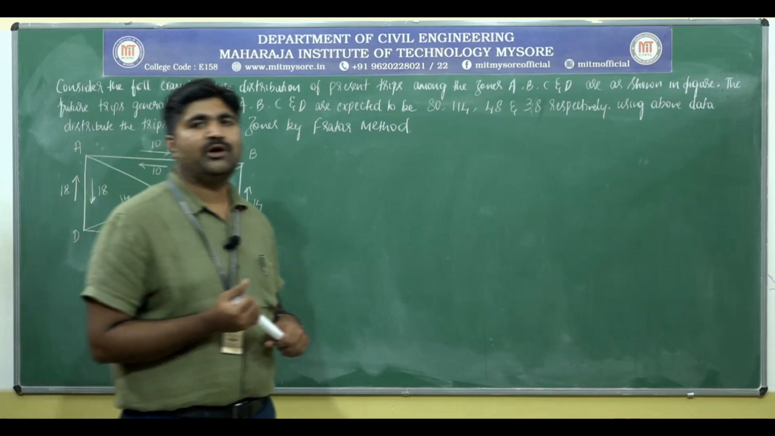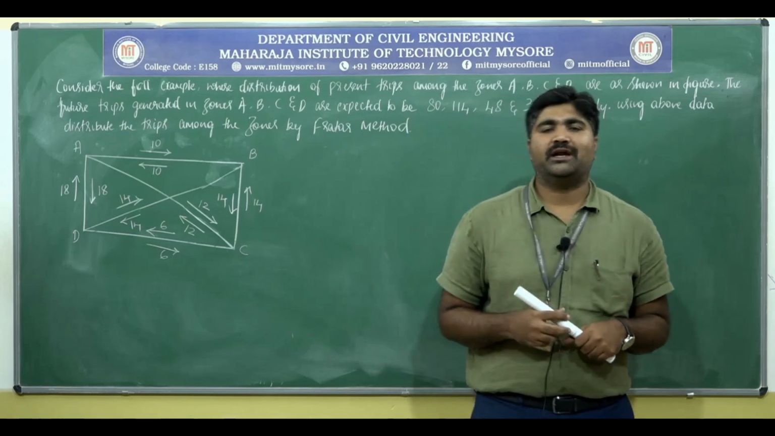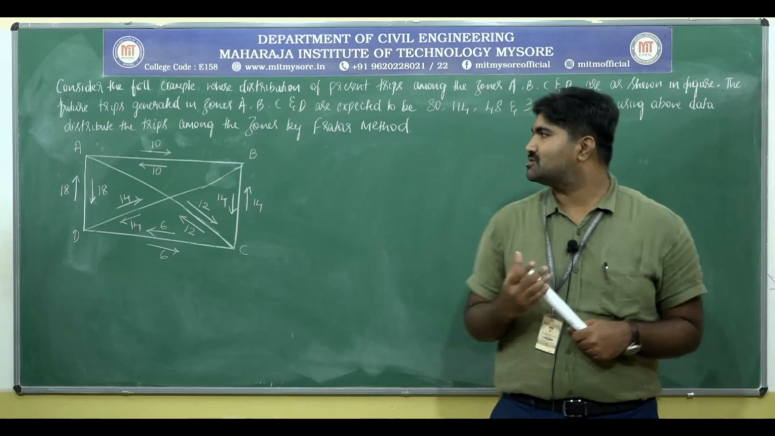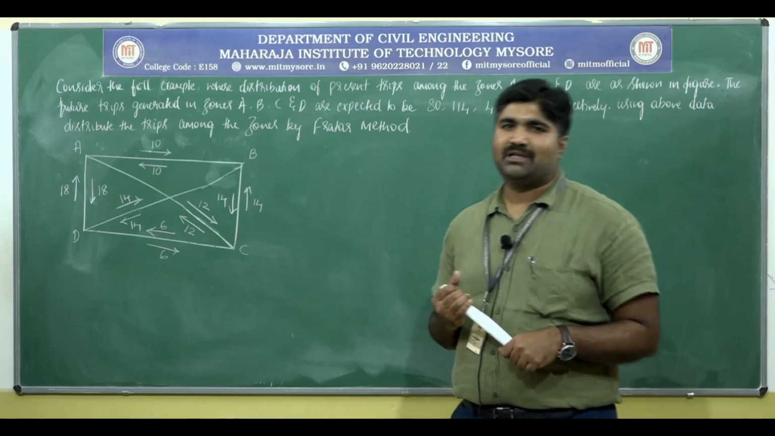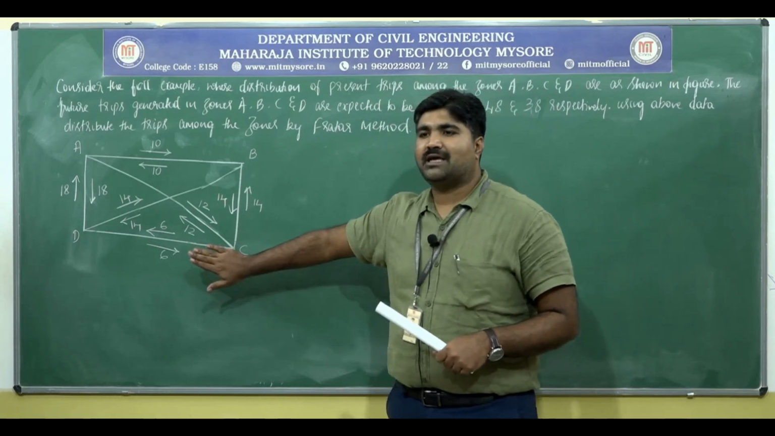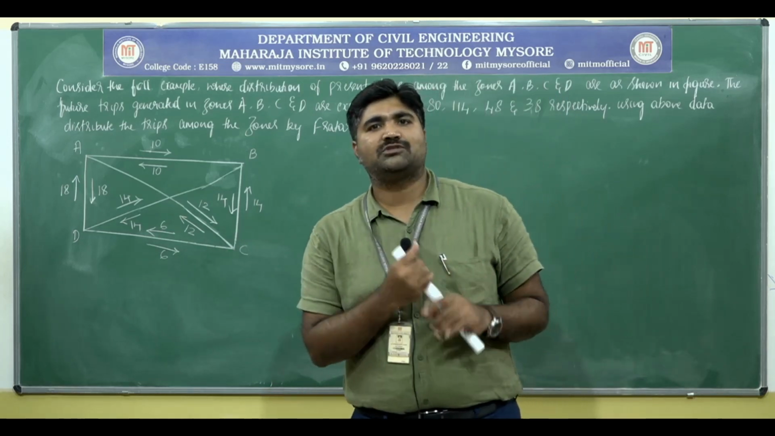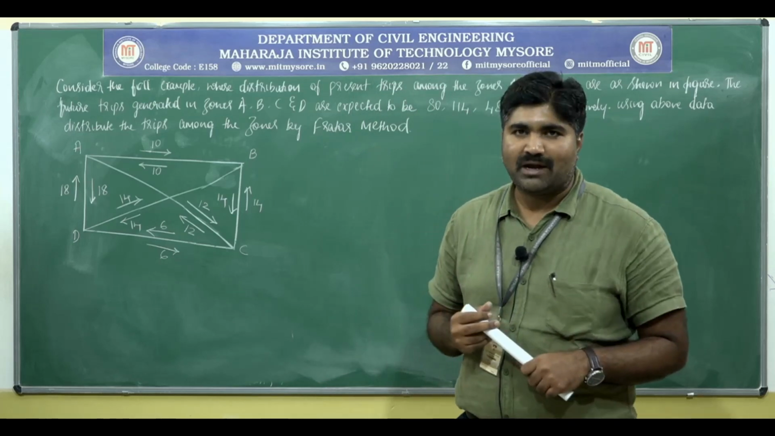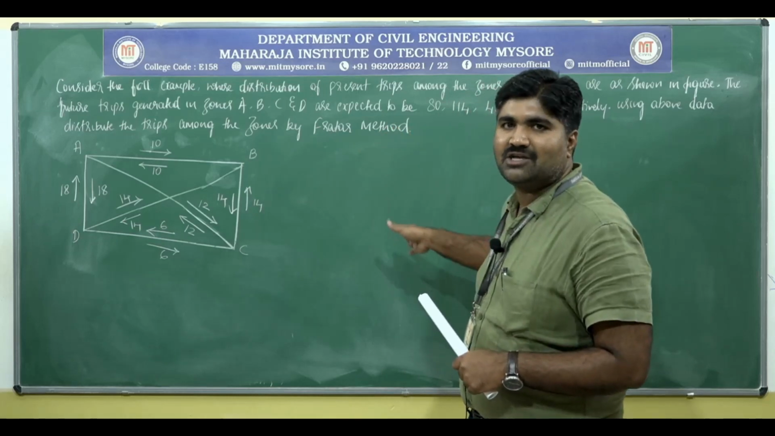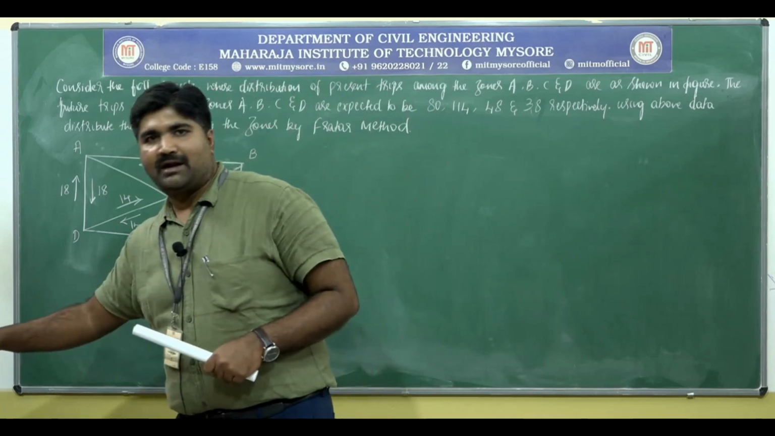Using the above data, distribute the trips among the zones by the Fratar method. Please take down this diagram. This diagram will be used to plot the OD matrix. We know that trip distribution is represented in an OD matrix. For this problem, using this diagram, we have to plot the OD matrix, that is the origin destination matrix. I will show how to draw the OD matrix.